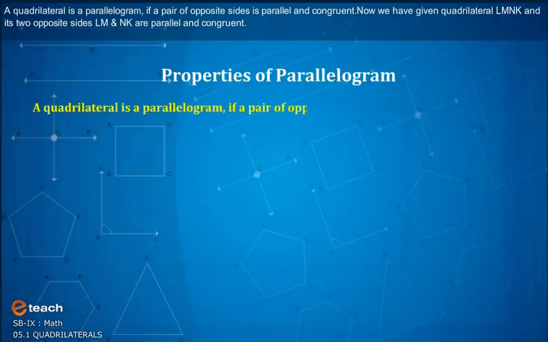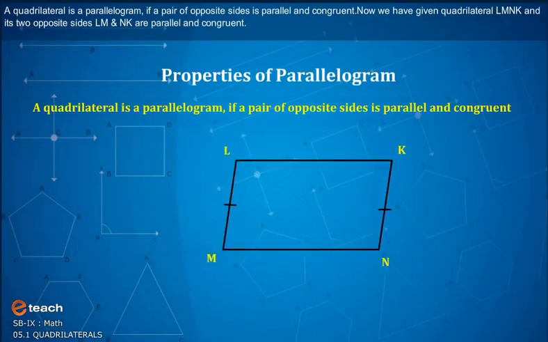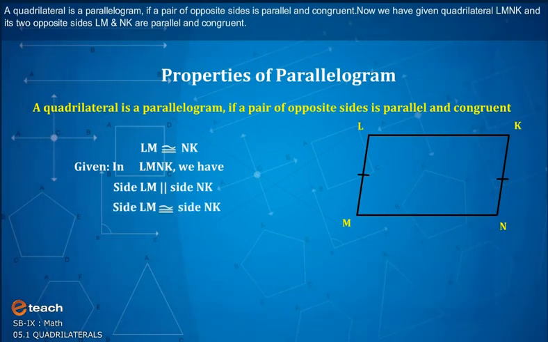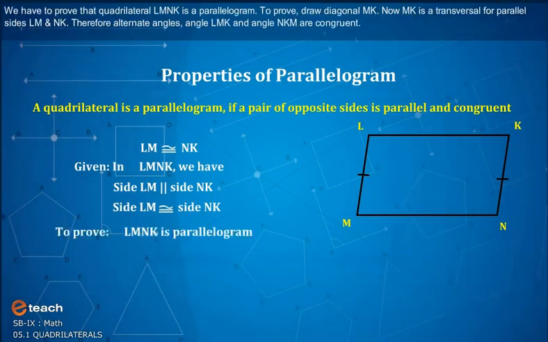A quadrilateral is a parallelogram if a pair of opposite sides is parallel and congruent. Now we are given quadrilateral LMNK, and its two opposite sides LM and NK are parallel and congruent. We have to prove that quadrilateral LMNK is a parallelogram. To prove, draw diagonal MK.